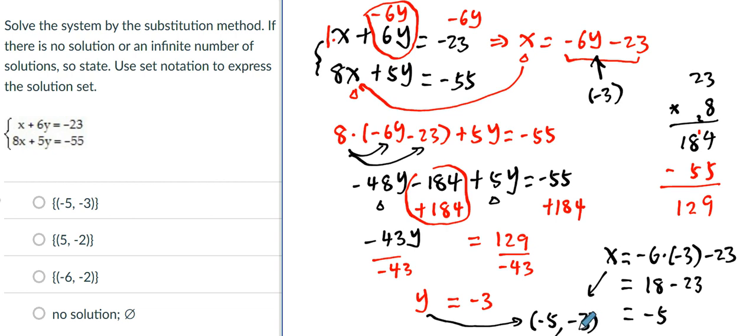In the set representation, that would be this one. Negative 5, negative 3 stands for a point. Again, if you want set notation, you want the curly braces for this solution. Okay, so that's our question 2. For question 3, I'll see you next time.